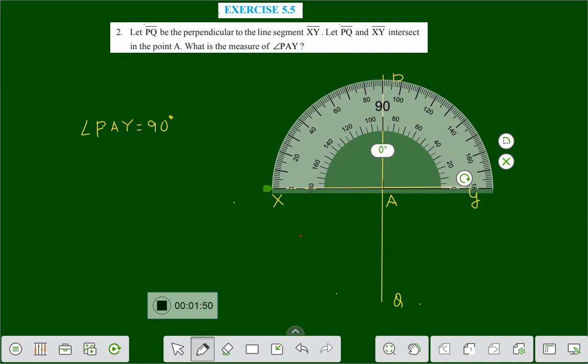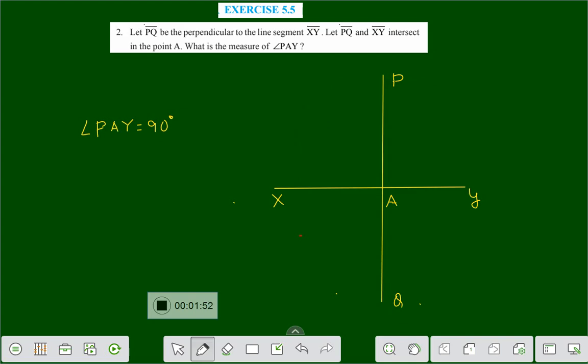Again, I am repeating once again. Let PQ be the perpendicular to the line segment XY. We have taken a line segment XY and we have taken another line PQ which is perpendicular to XY. Let PQ and XY intersect in the point A. The point of intersection is A. This is A. What is the measure of angle PAY?